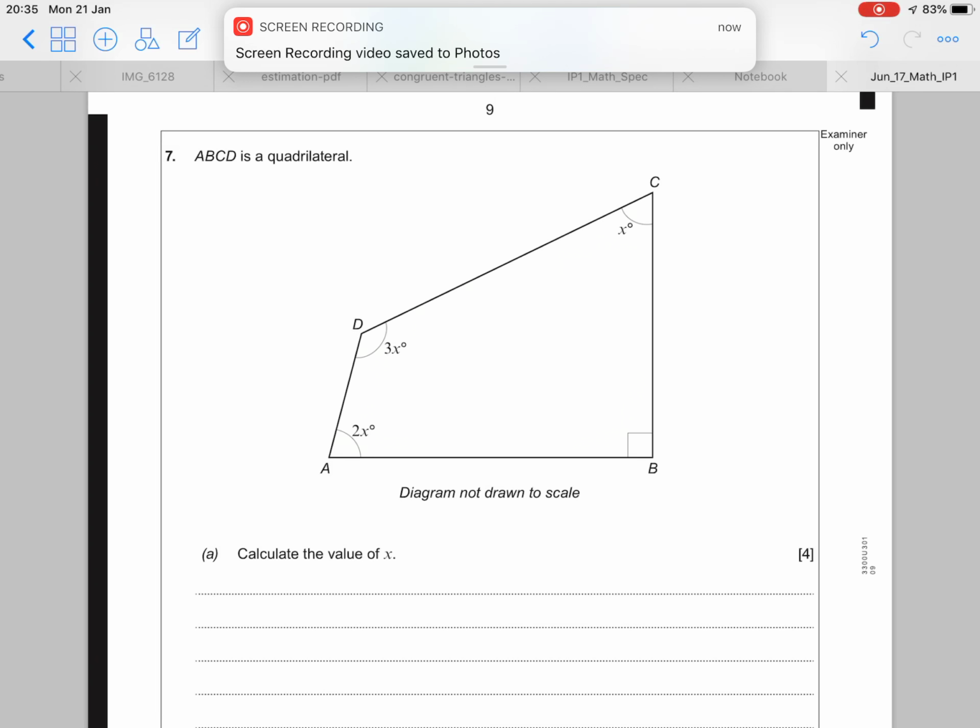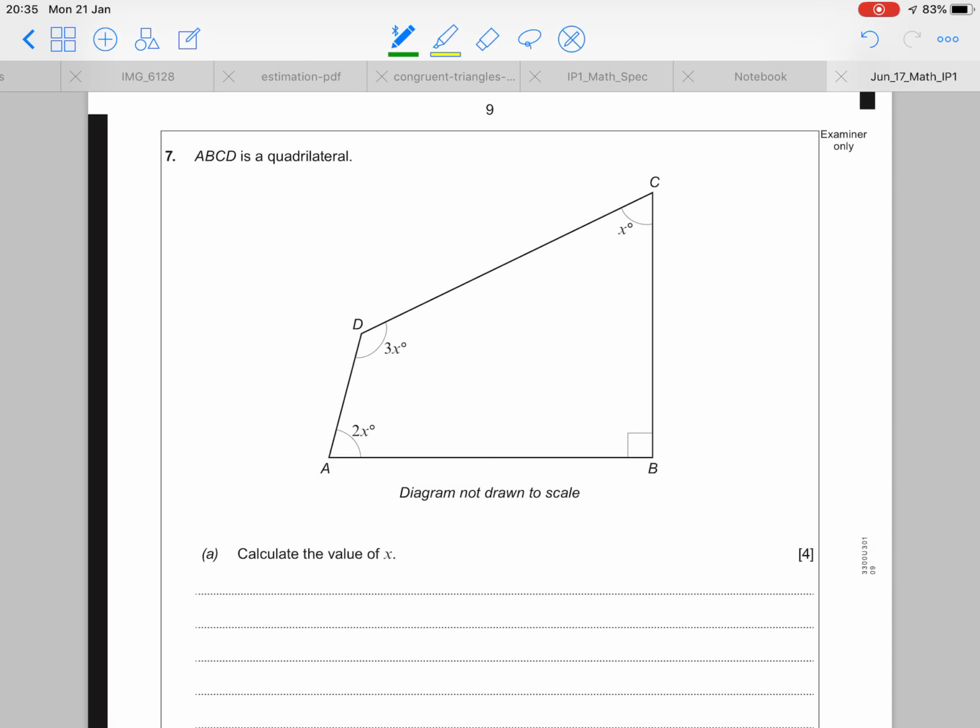Okay, question 7. This is a quadrilateral, so all four corners must make a total of 360 degrees. But as I can see, this corner here is already 90. My three angles, written as algebraic terms, must come to a total of just 270. 6x equals 270. Dividing by 6, x must be worth 45.